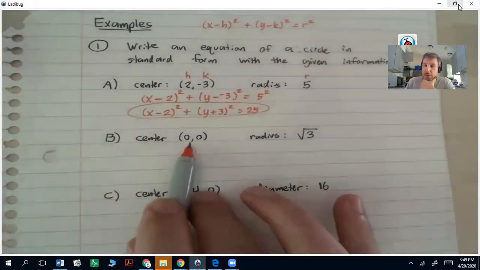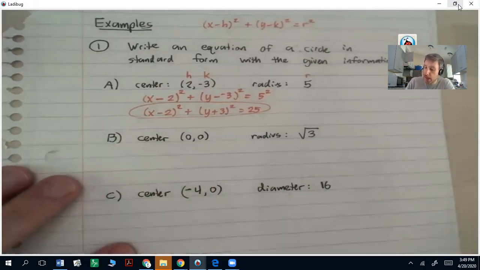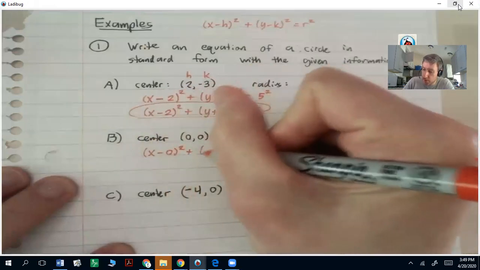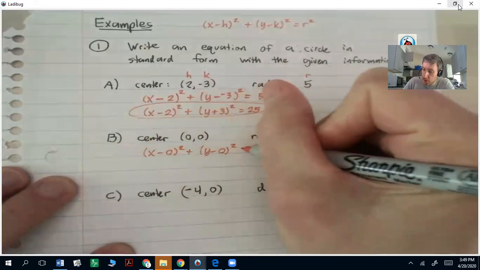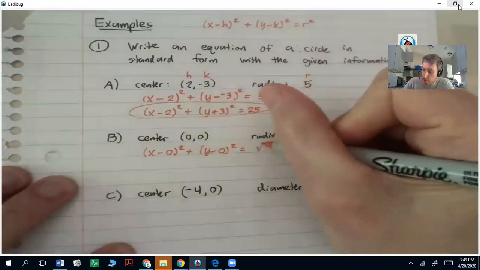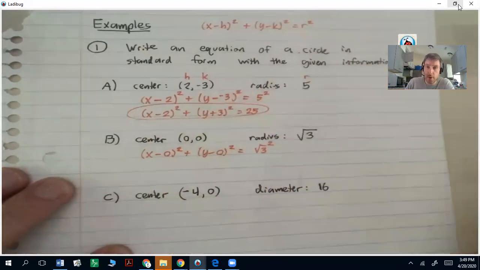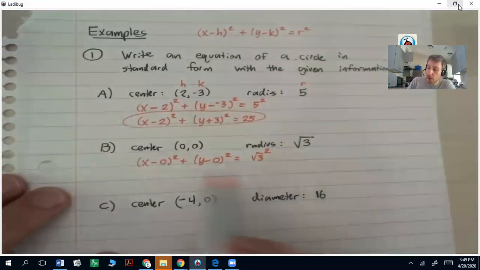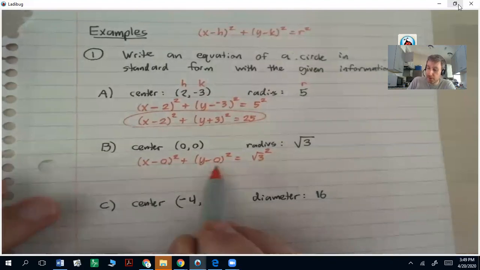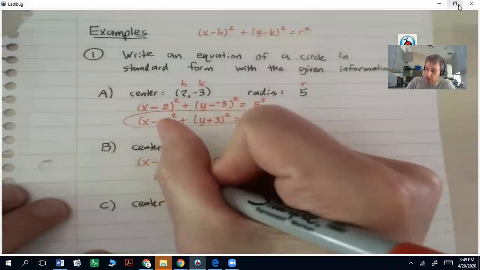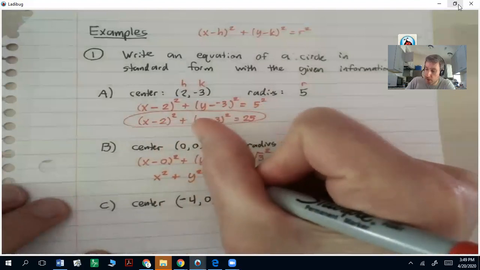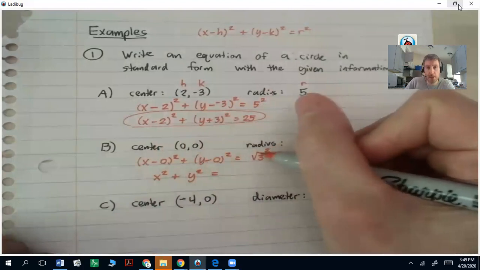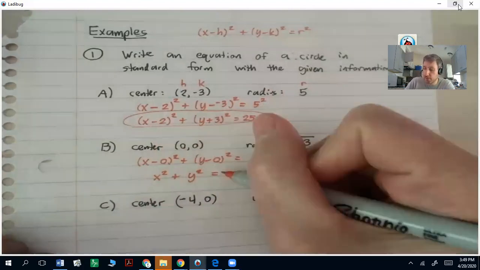So if I have the center of 0, 0, and the radius is square root of 3, again, I can go back to my formula, and I can say x minus 0 squared plus y minus 0 squared equals, the radius is the square root of 3, and then I'm going to square that. Always put the square when you're putting it into the equation. Well, again, we don't want these zeros here. So if it's 0, you're going to write x squared plus y squared. The square root of 3 is going to be a decimal, but if you square that, the square root and the square cancel each other out. So that's just going to become 3.